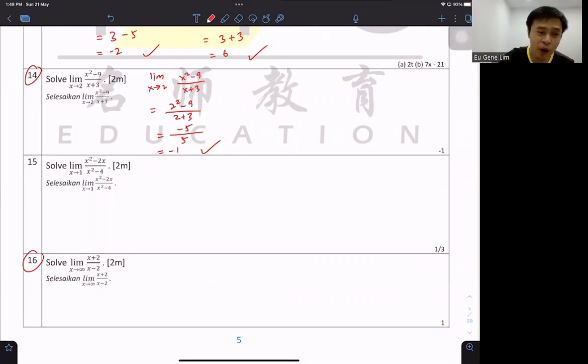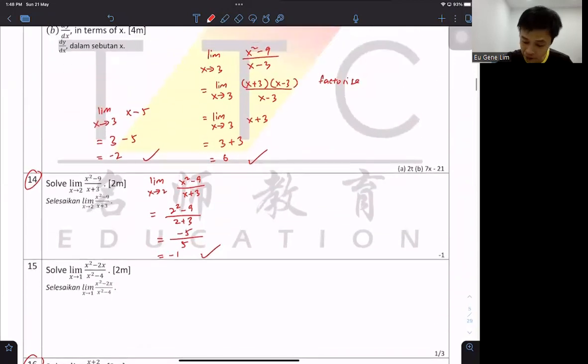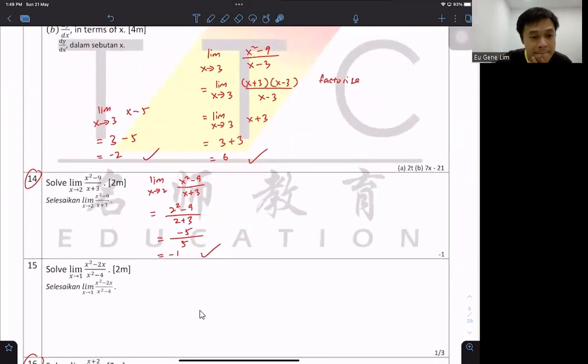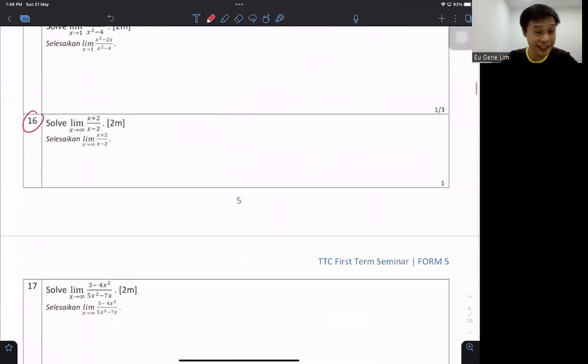15 is also very normal, so you just sub. It shouldn't be a problem for you. You can copy if you want, or you can just take a screenshot or a picture. Okay, next, let's look at 16.